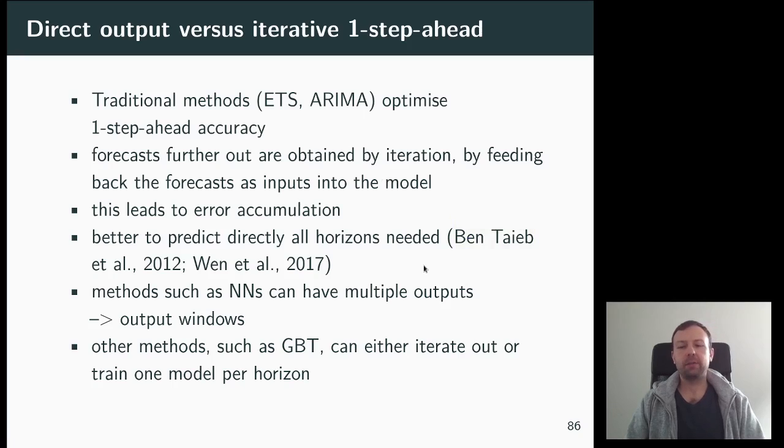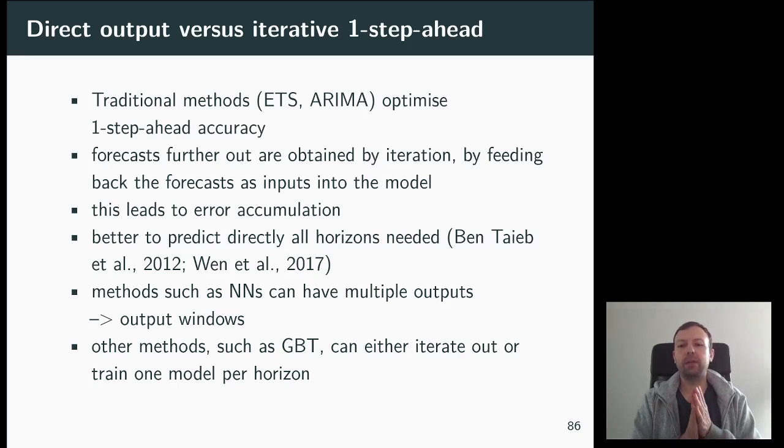So there are some results in the literature that argue that it's better to predict directly all the horizons that you need. If you are using a method such as a neural network, that's quite easy because it can have multiple outputs. So you just have an output window with all the predictions that you want. But if you have methods such as a gradient boosted tree where you can have only one output, then you can go back to this iteration scheme of just predicting 1 step ahead and then iterating out, or you just build a separate model for each horizon, right?